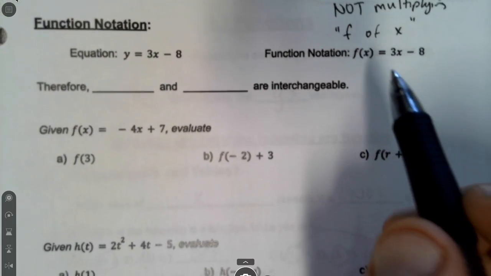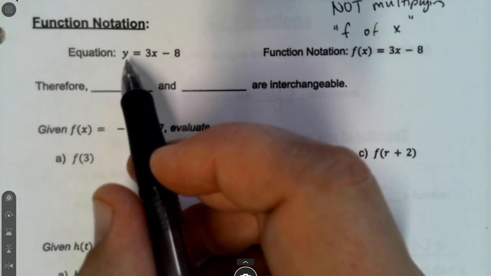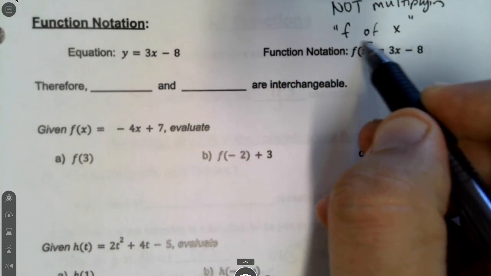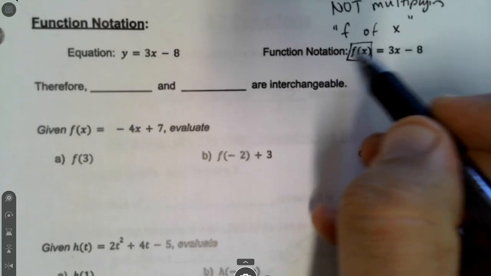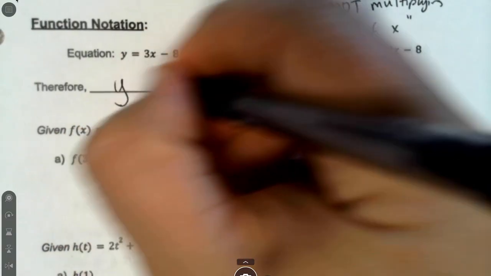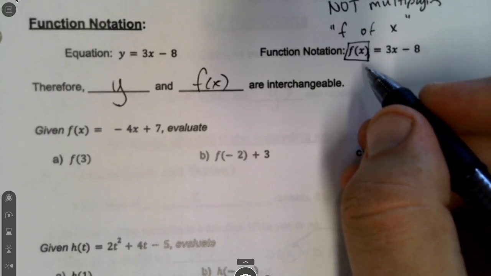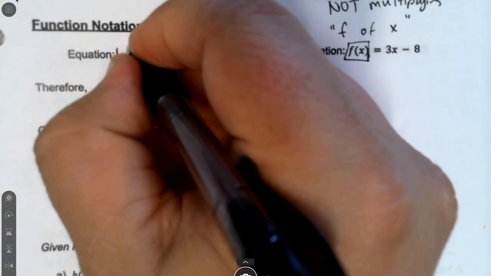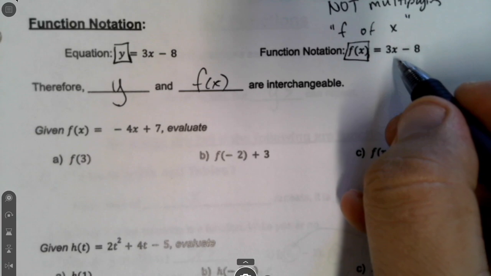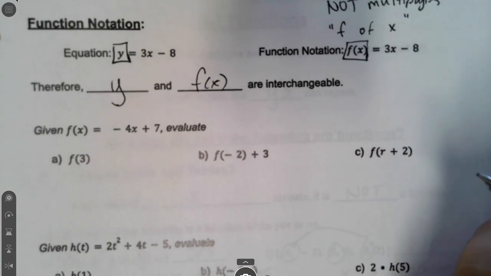But what's important to understand here is that just like y is one single variable, so is this whole thing. F of x is just one variable because y and f of x are interchangeable. So I know this looks a lot different, but it means the exact same thing as y. So x is the input, f of x is the output.